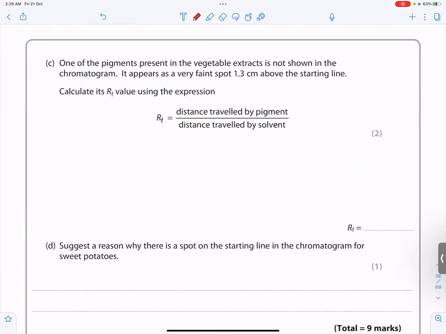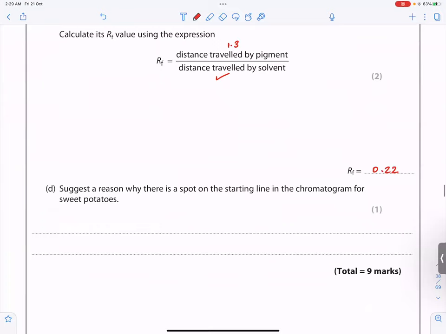Type one of the pigments present in vegetable extracts is shown in the chromatogram. It appears as a very faint spot, 1.3 centimeter above the starting line. يبقى هنا دي ال 1.3. Calculate retardation factor. يبقى انت هتقيس ال distance traveled by spot وتعمل dividing 1.3 على ال distance. هتطلع معاك حوالي 0.22.